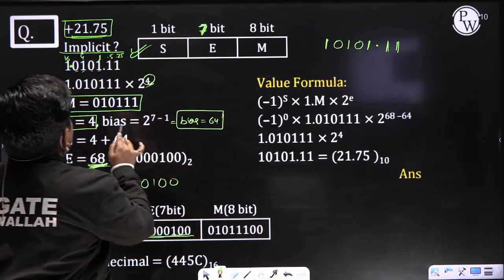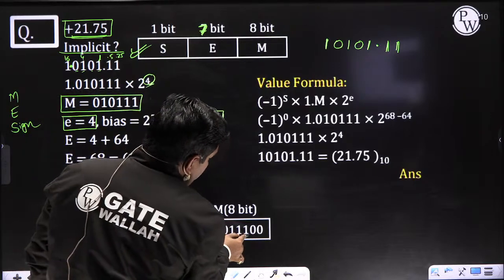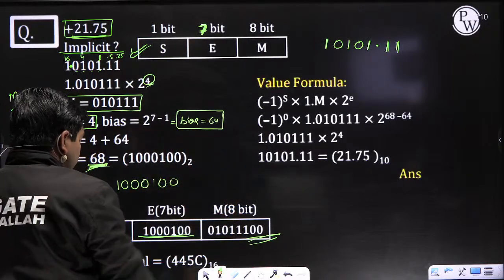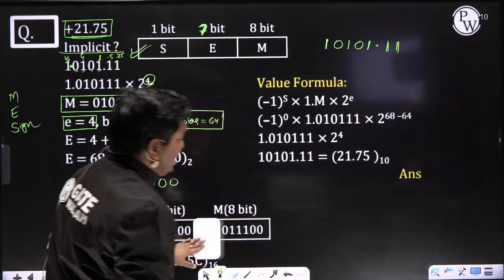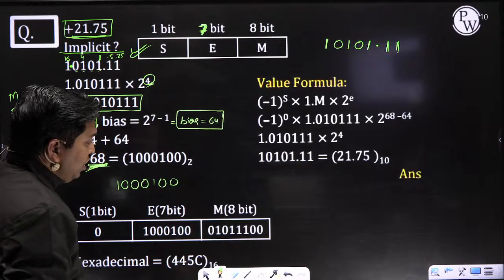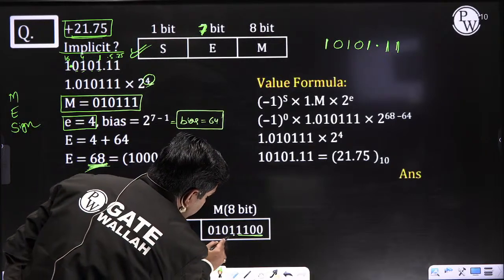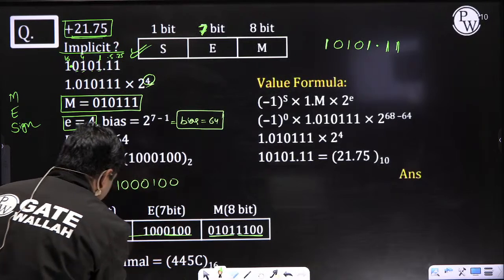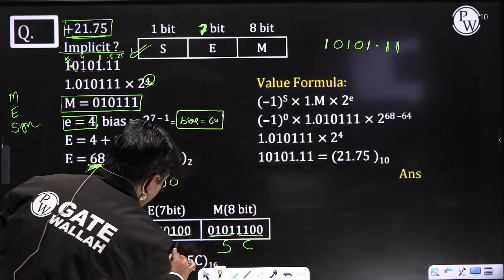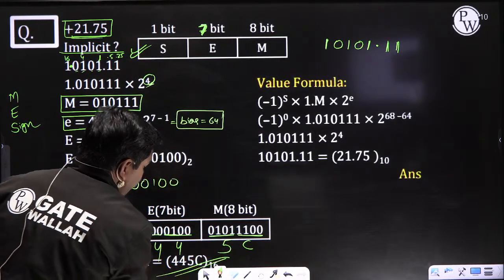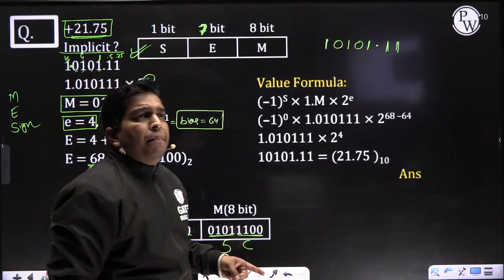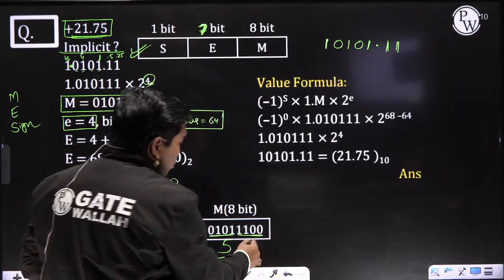And what is the mantissa? 0 1 0 1 1 1 0 1 0 1 1 1, and all the remaining bits are zeros, and it doesn't affect the value. I told the reason. Now it is asking in hexadecimal. You can store this value in hexadecimal. Then what you have to do is make combinations of 4 bits. Then what we get: 12 means C, so 4 4 5 C. And if there is extra data, padding will always be added on this side.